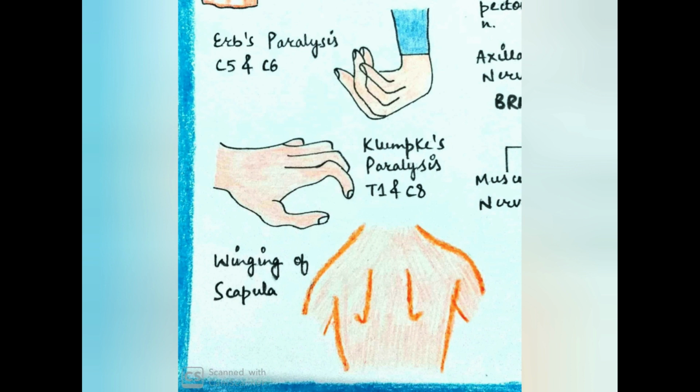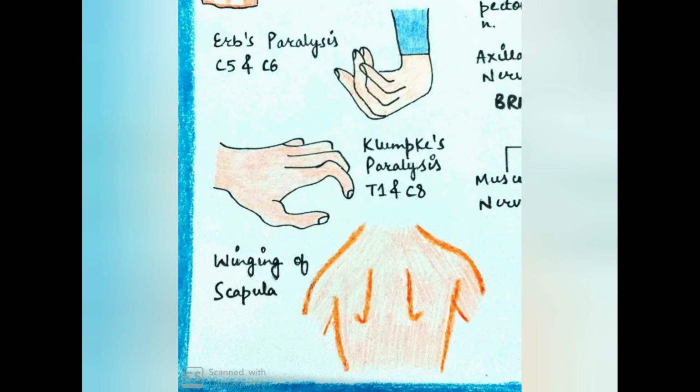The muscles paralyzed here are mainly biceps brachii, deltoid, brachialis, and brachioradialis. Partly supraspinatus, infraspinatus, and supinator can also be damaged. In this deformity, the arm hangs by the side, it is adducted and medially rotated. The forearm is extended and pronated. And this deformity is also known as policeman's tip hand, or waiter's tip hand, or porter's tip hand.